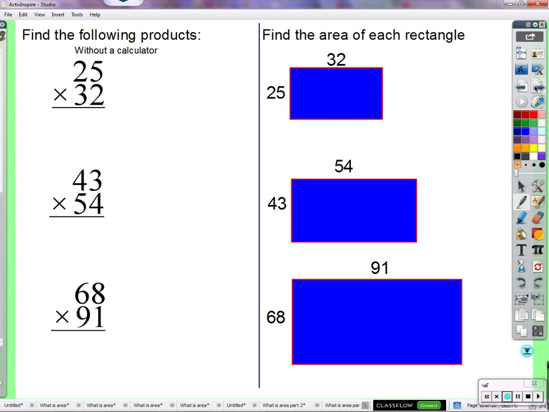I'd like you to do this. It's like without a calculator, right? To multiply these numbers together, and then probably right away you'll be able to tell me what the area of these rectangles are. Just to do what we call that algorithm, that set of steps that we do to multiply two numbers together.